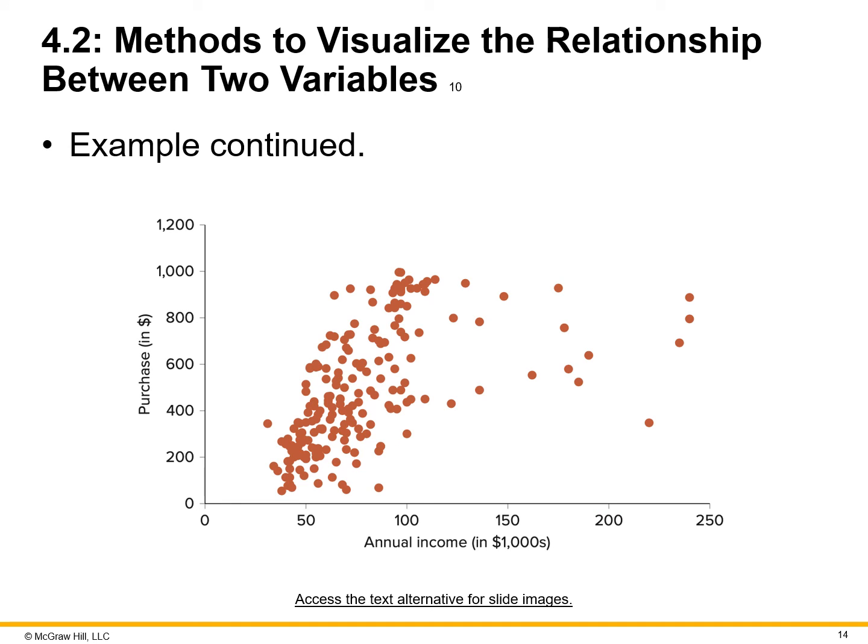Here's an example of a scatter plot where we're showing the annual income on the x-axis of all the individuals that are being analyzed. On the left axis, the purchase amount in dollars in the thousands. So 200,000, 400,000, and so on. And at the bottom, annual income of the actual individual respondents, 50,000, 100,000, etc.